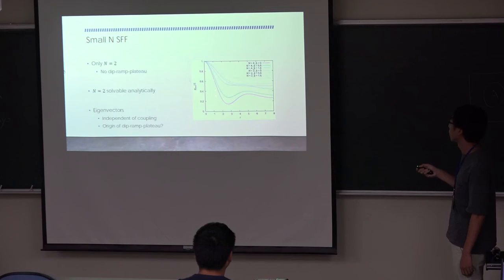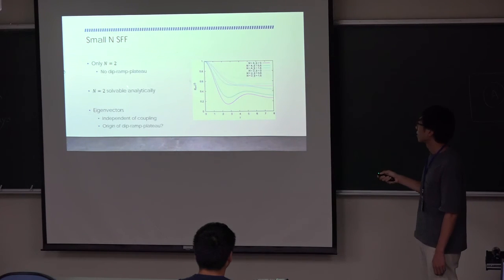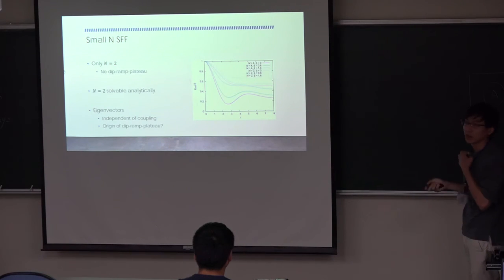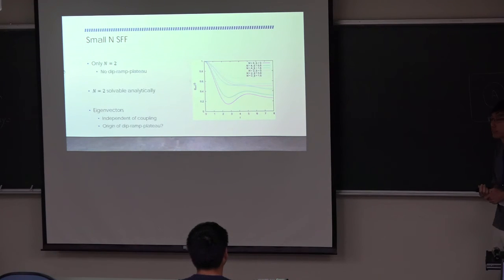But for n equal to 4, at least up to this point, we can claim it could be a linear rise or it could be just an oscillation, but still there are some features that are different from n equals 2. And luckily, for the n equals 2 case, we can simply use pen and paper to solve that system because it only contains two fermions and it's very simple.